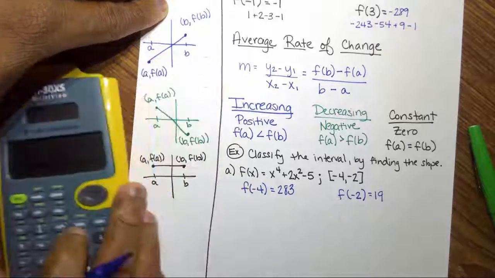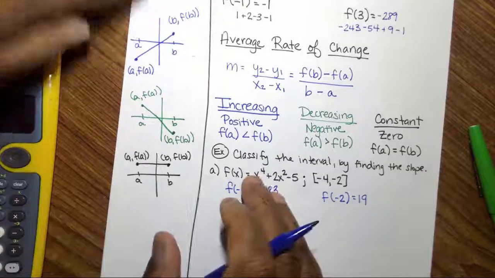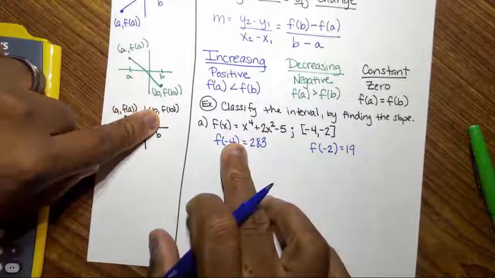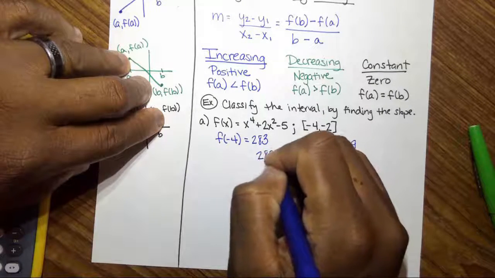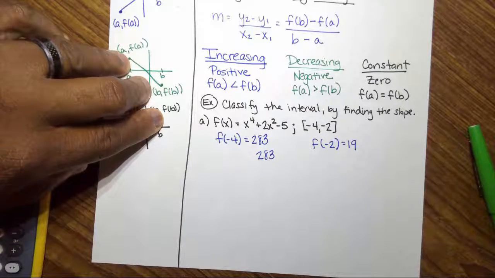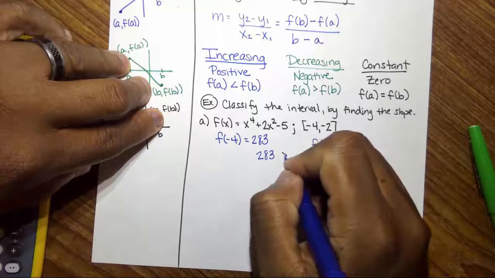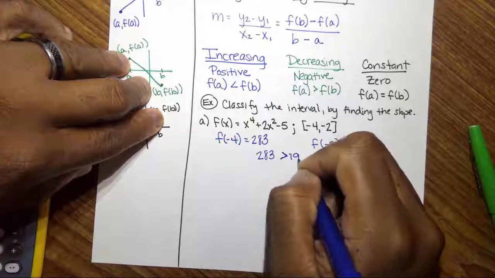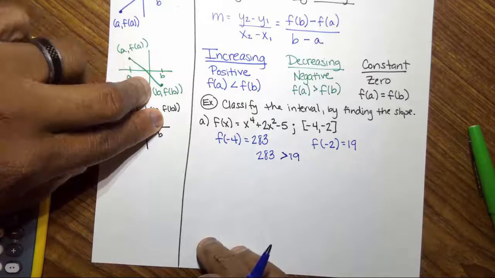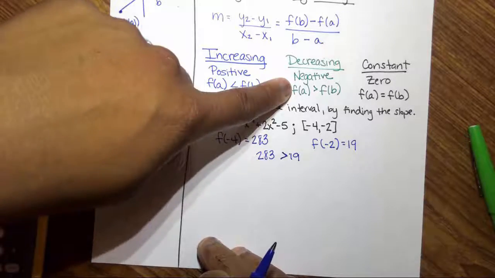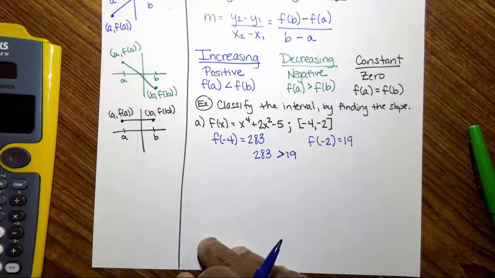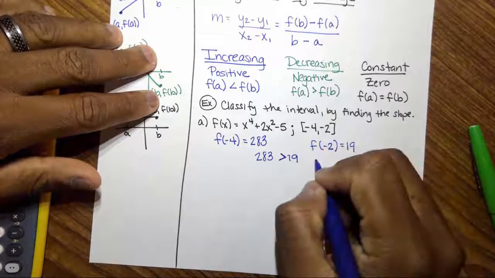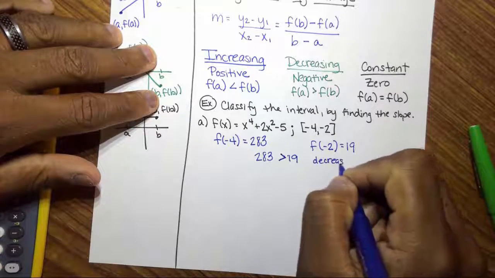So what we're going to do now is compare those y values. This is the first point, point A. This is the second point, point B. 283. Is that greater than, less than, or equal to 19? It's greater than 19. Since it's greater than 19, what does that mean? That means it's decreasing. It should make sense. If you're at 283 and you come all the way down to 19, what is your function doing? It's decreasing on that interval. So this is decreasing.